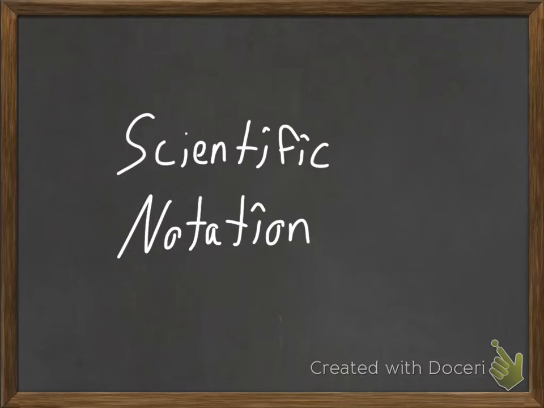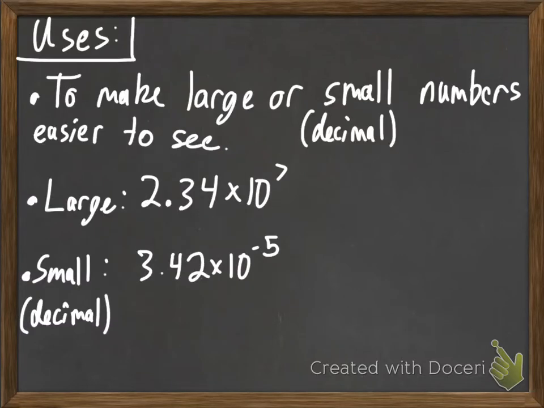So, the uses. We use scientific notation to make large or small numbers, I mean like small decimals, easier to see. A large number would look something like this: 2.34 times 10 to the 7th. And we know it's a large number because this 7 here is positive. So if you see a positive exponent with your 10, then you know it's a large number.